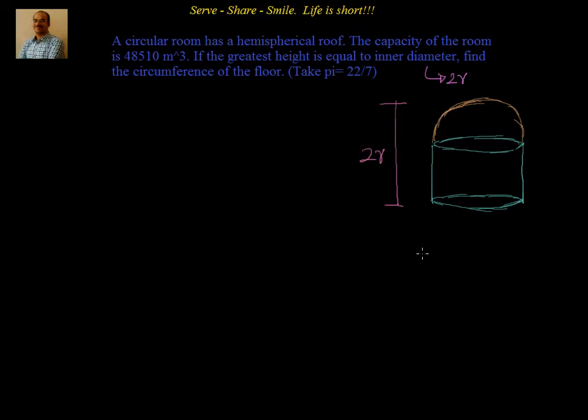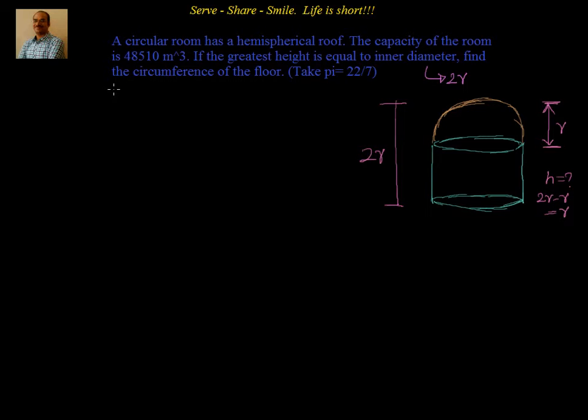Now the problem is, to calculate the volume of the cylinder, I need to know how much h is. For that, we will leverage the property of the hemisphere, that its height is nothing but equal to the radius. So obviously h is equal to 2r minus r, that is equal to r. Now we have all the information needed, so we can find the volume and equate it to the given value so that we can find the radius.